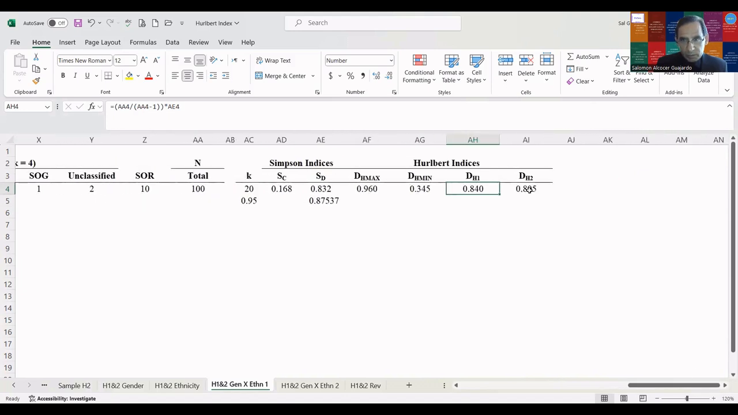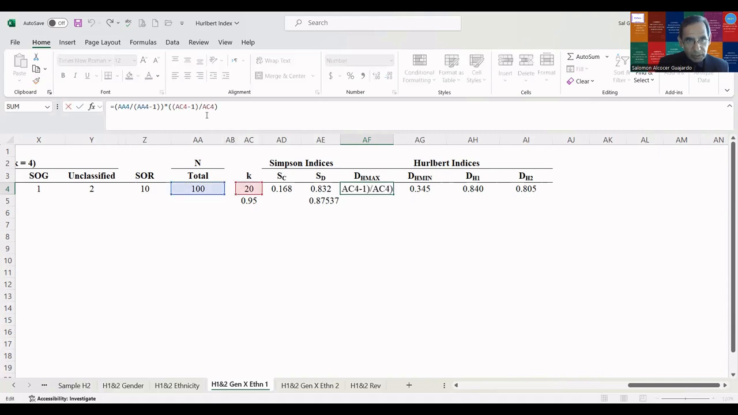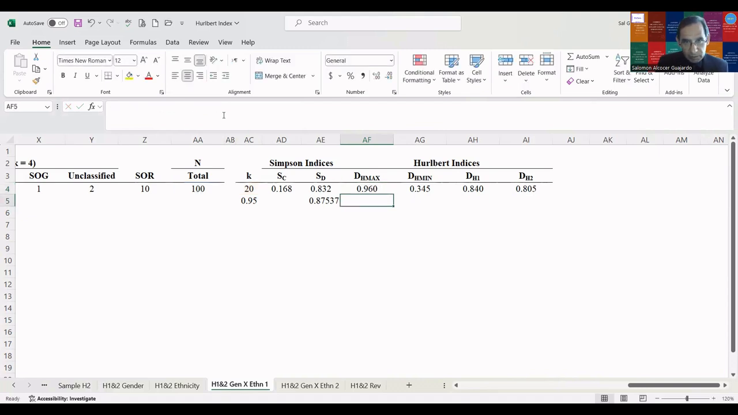Now, to obtain the relative diversity score, again, I have to calculate the maximum score. Again, that's the same formula applied to the same data. That's going to be 100 divided by 100 minus 1 times the number of categories, which in this case is going to be k minus 1 divided by k. So when I multiply those two products, I get a maximum score of 0.960, again, slightly larger than the maximum score for the Simpson index.